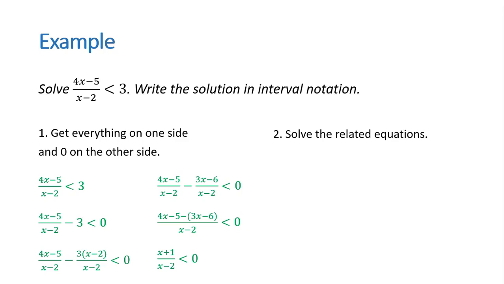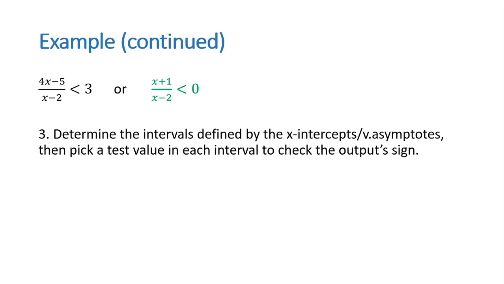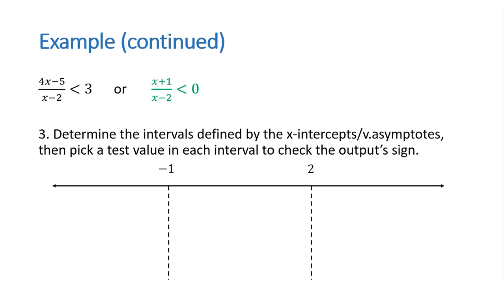Now I solve my related equations. To find my x-intercepts, I set my numerator equal to 0 and solve. So x equals negative 1 is going to be my x-intercept for this particular function. And then I set my denominator equal to 0 for my vertical asymptotes, and I solve for x equals 2, so that's going to be my single vertical asymptote. Now I need to set up my test values, set up my x-axis. I have a negative 1 and a positive 2 as my key points. And if you remember, 2 is an asymptote, negative 1 is an intercept.